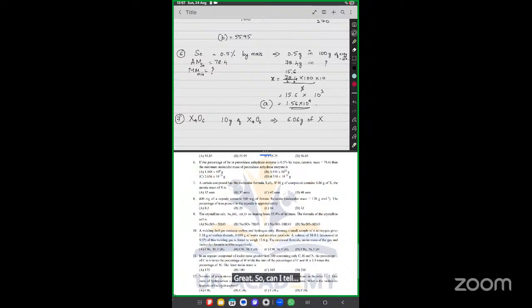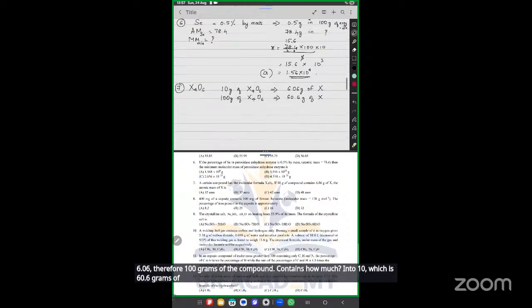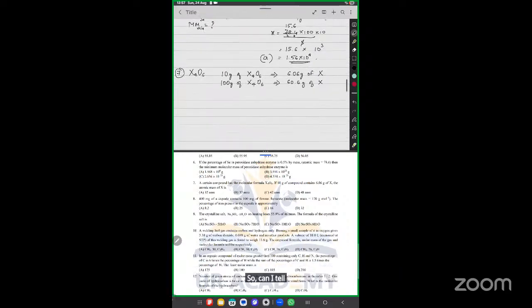10 grams contains 6.06. Therefore, 100 grams of the compound contains how much? Into 10, which is 60.6 grams of X. So, can I tell 60.6 gram of X present in 100 grams of X4O6 as 60.6% of X? Can I tell like that? Yes, ma'am. Yeah. So, this is 60.6% X.